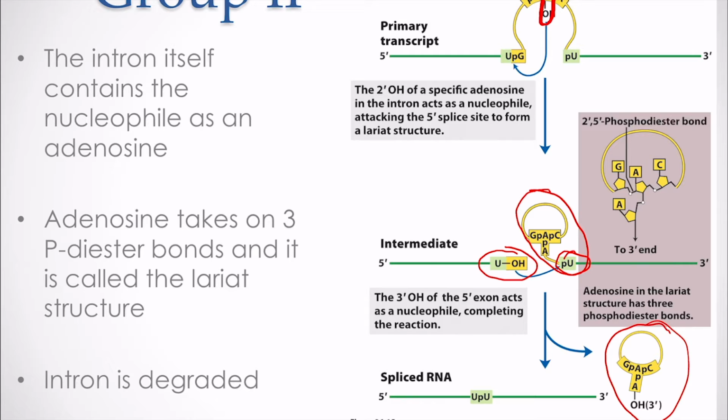And this is a group 2 intron splicing. And again, it has its own nucleophile within it. It's its own, in essence, ribozyme. It does not need anything external to help it. And this is going to be done in eukaryote cells in the mitochondria.